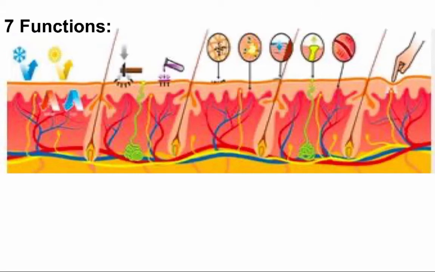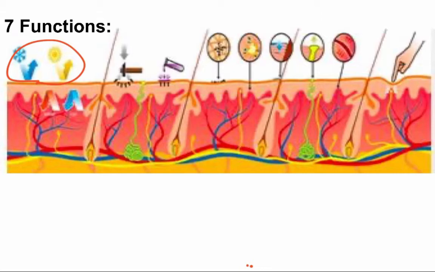So the first function is that our skin helps to regulate body temperature. And it does that in 2 different ways: by vasoconstriction and vasodilation of blood vessels in the dermal, or middle, layer of skin, and also by something called piloerection, which involves the hair on our skin standing up and thus trapping a layer of warm air.